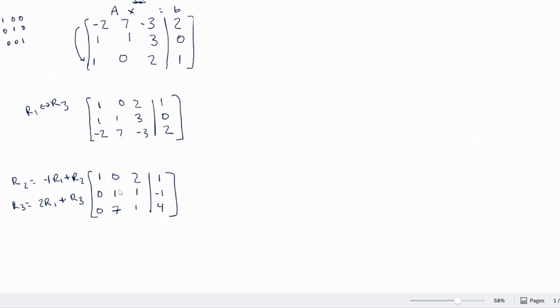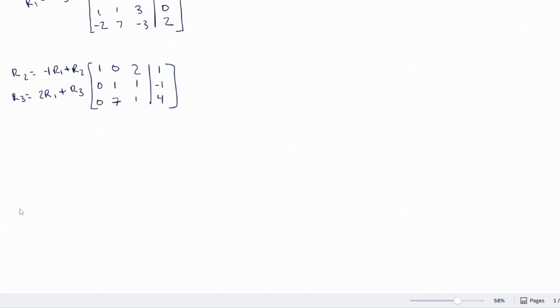So next we'll try to make this third row 7 gone. So we'll do, scroll down a little bit. R3 is going to be equal to negative 7 times R2 plus R3. So our first row stays the same, and our second row stays the same.